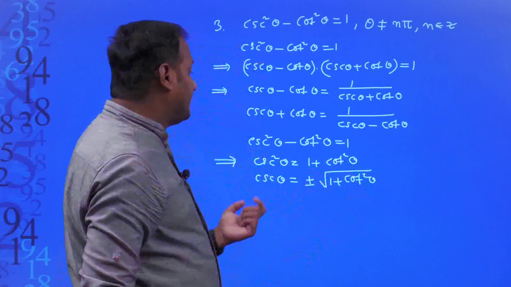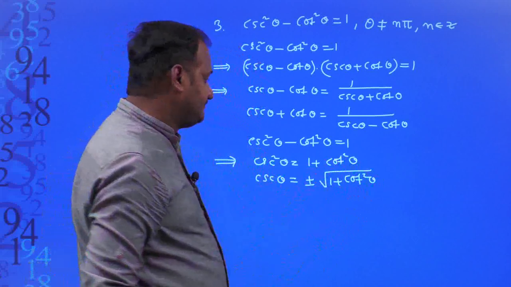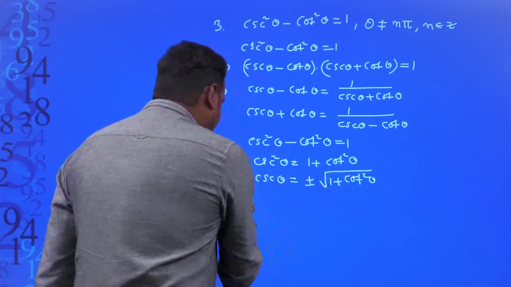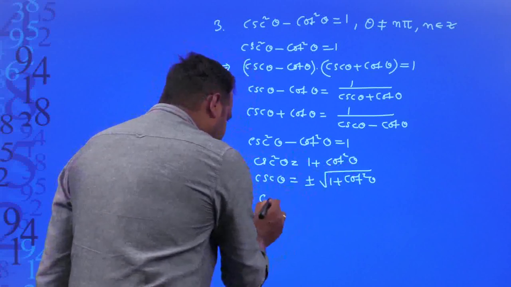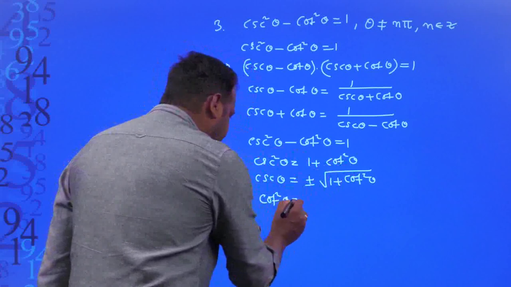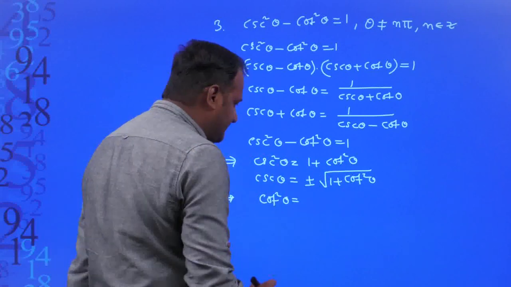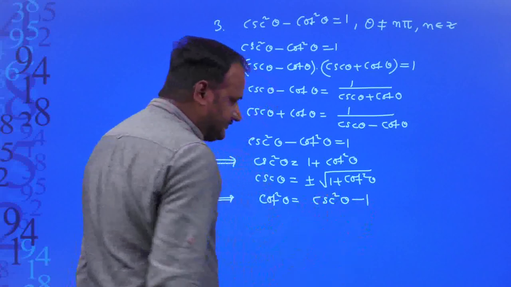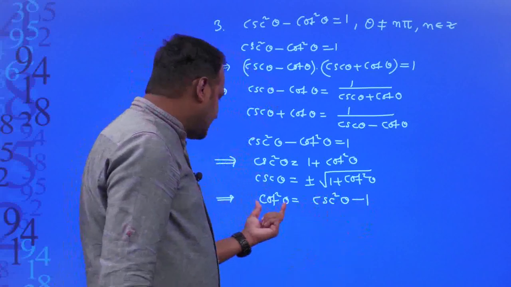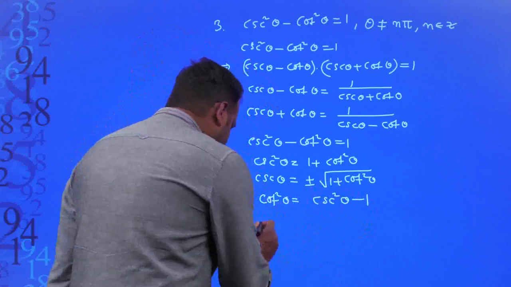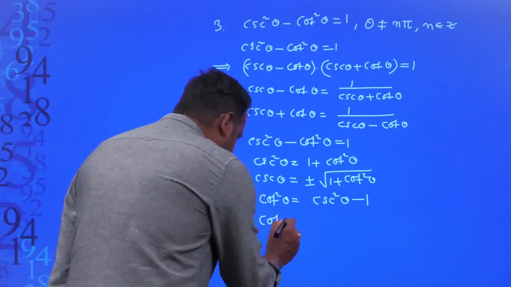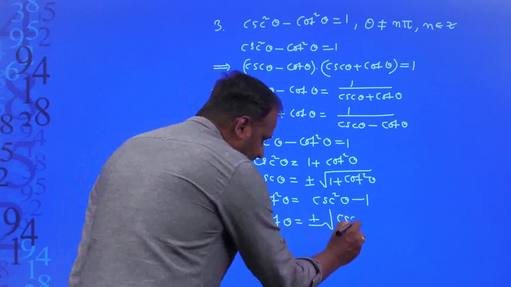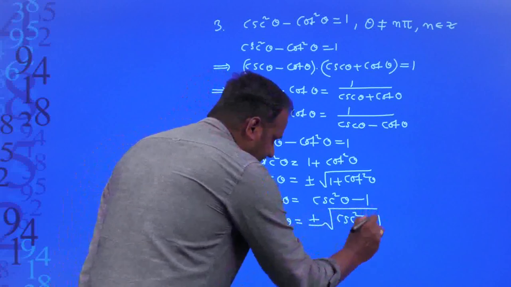Similarly, how to find the value of cot in terms of cosecant? Yes. See, here it is 1 plus cot square theta, right? Transpose 1 to this side, then we are left with cot square theta. So, cot square theta is equal to, when you transpose 1 to the left hand side, cosecant square theta minus 1, right? So, cot square theta is equal to cosecant square theta minus 1. Therefore, the value of cot theta is going to be plus or minus root over cosecant square theta minus 1.